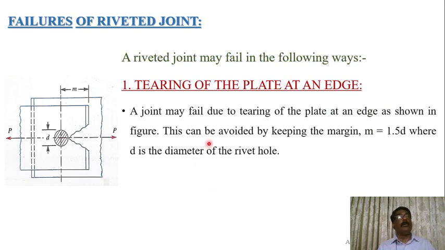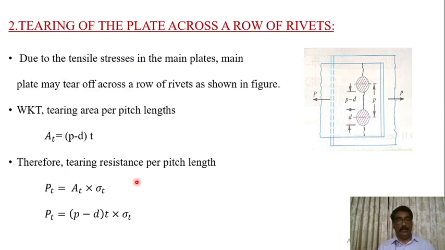So the failures of a riveted joint: we have studied the tearing of the plate at an edge, the first one. This can be avoided by keeping the margin equal to 1.5d. Next, you will study tearing of the plate across a row of rivets like this. The plate may tear off like this from here to here. Chances are there due to this particular external load. So the tearing resistance in this case is given by P minus D into T into sigma T, and by using this equation, we can find out the tearing resistance.